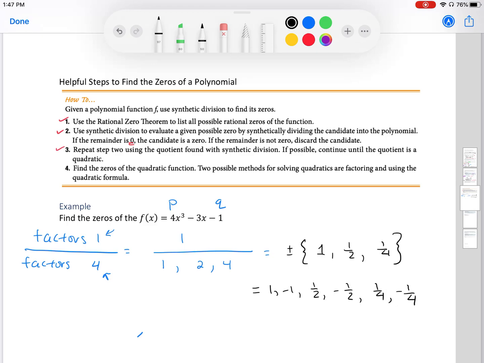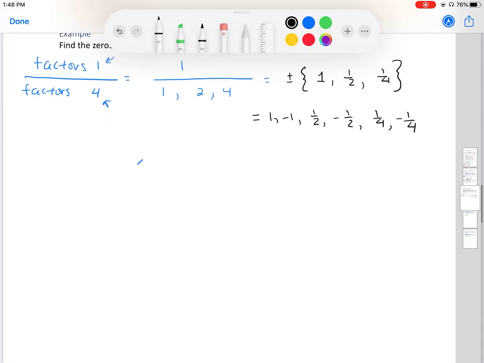Okay, now what do I have to do? I have to test them until I have, at the very least, a quadratic. Because once I have a quadratic, I can use the quadratic formula and disregard this. If not, I repeat. Okay, so let's start off with 1. So we're just blindly testing the numbers. We're going to test these using synthetic division, with the goal of getting a 0.